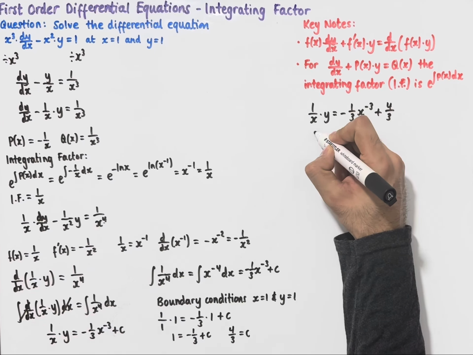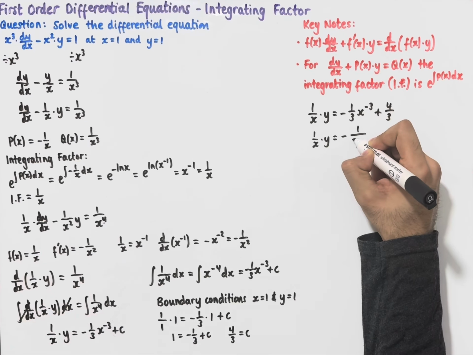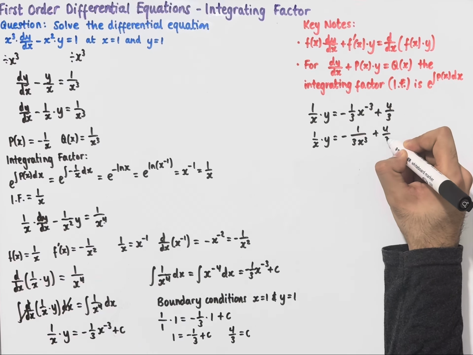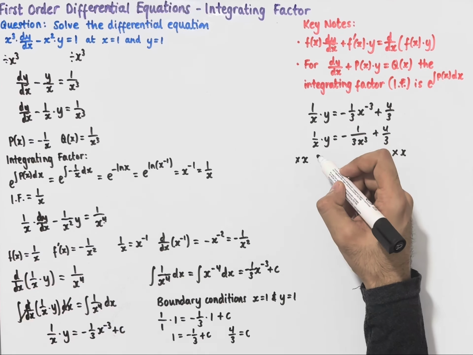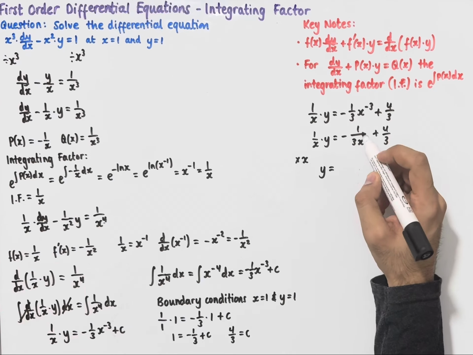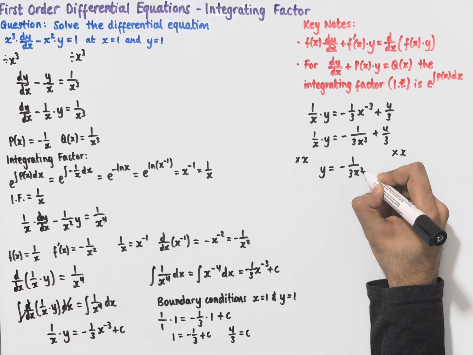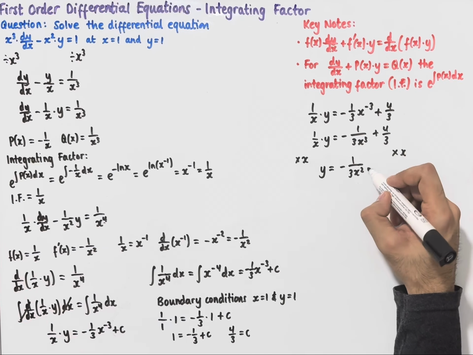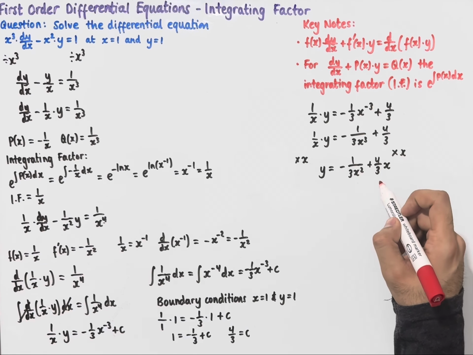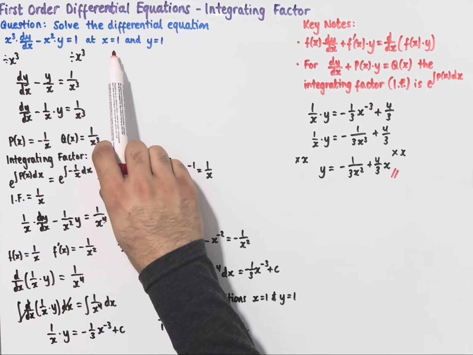Now we can rewrite this equation as 1 over x times y equals minus 1 over 3 times x to the power of 3 using index laws, plus 4 over 3. And now if we multiply both sides by x, on the left hand side 1 over x times x cancels, and so we're just left with y, and on the right hand side minus 1 over 3x cubed becomes minus 1 over 3x squared, since a single x cancels, and 4 over 3 times x gives us 4 over 3x. And so y equals minus 1 over 3x squared plus 4 over 3x is the particular solution to this differential equation at x equals 1 and y equals 1.